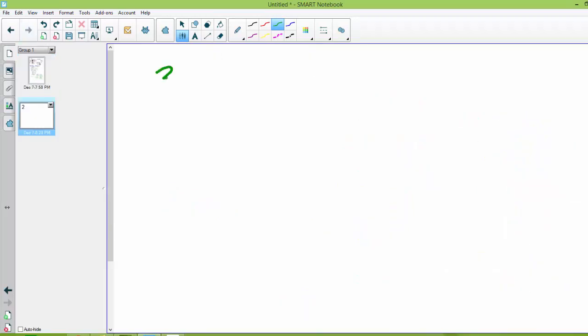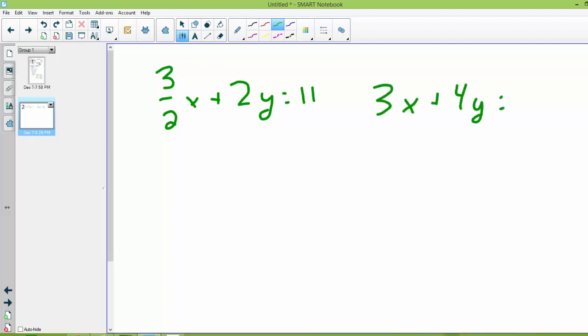So the equation is 3/2 x plus 2y equals 11, and 3x plus 4y equals 16. So in order to plug this in, we need to isolate for one of the letters. There's not a letter that's already alone, so we're trying to think what would be the easiest letter to solve for. This equation doesn't have any fractions, so it's probably going to be easier to solve for. And if we solve for y, when you divide 16 by 4, you get a whole number.